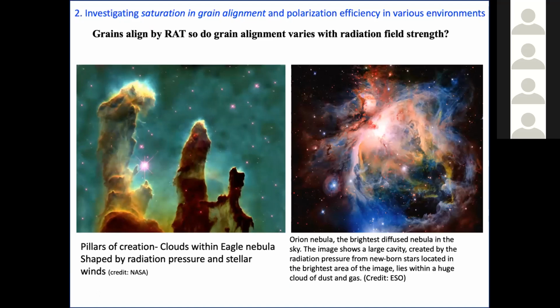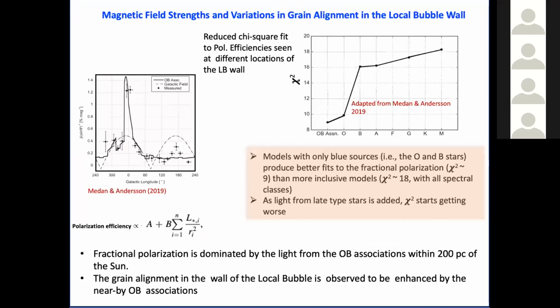and hence polarization efficiency, or what happens? So if we look at populations of regions where radiation strengths are different, what happens to the polarization efficiencies? For example, the Orion Nebula is very bright and illuminated by many O and B type stars. So Pg already introduced Elias and his work from 2019, on the local bubble, where they find that grain alignment efficiencies are better correlated with the radiation from the O and B stars.